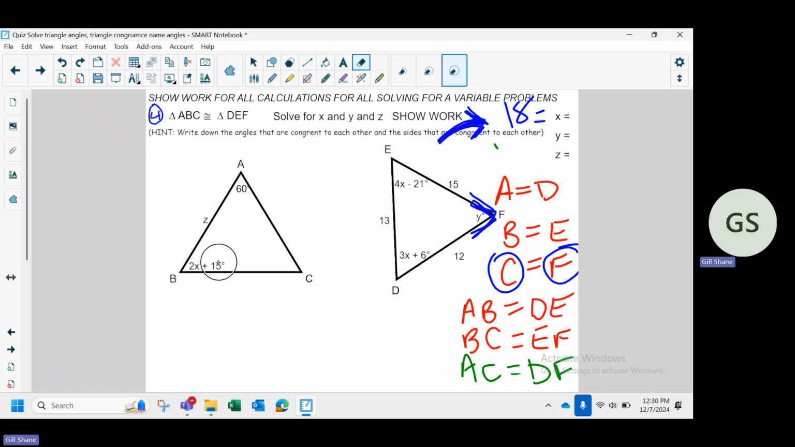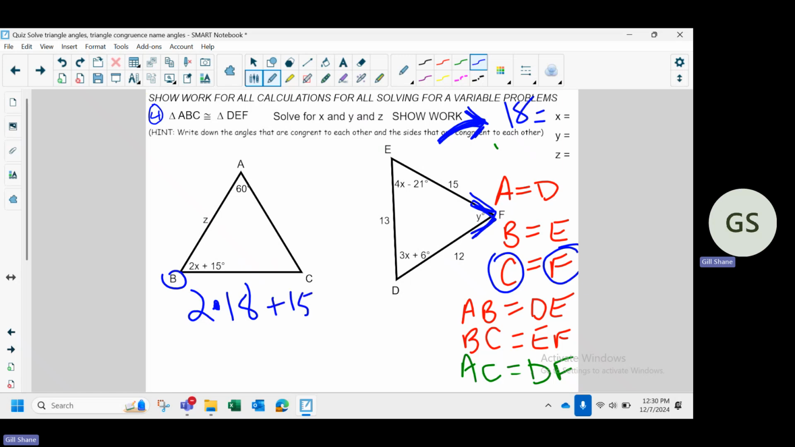All right, so we know X is 18. So I'm going to say, okay, let me solve for this angle right here, angle B. So 2 times 18, that's a multiplication symbol, not a very good one. Oh boy, it got worse. I guess I need plus 15. So that's 36 plus 15. So that would be 51, I believe. So now I know this angle here is 51.